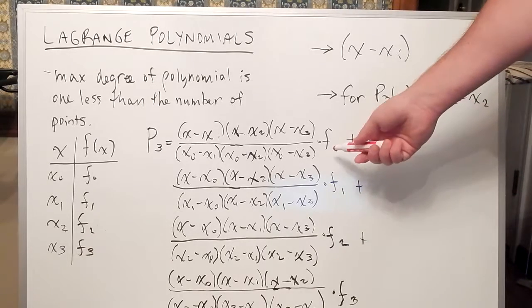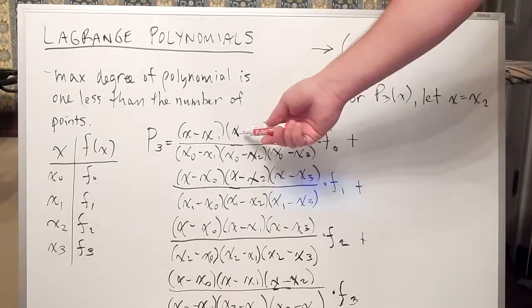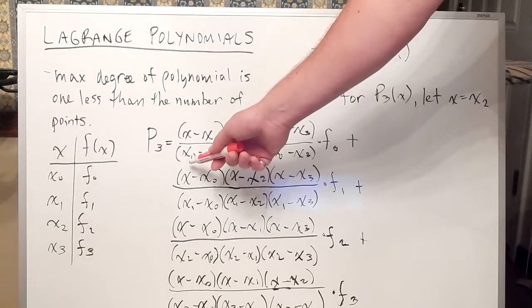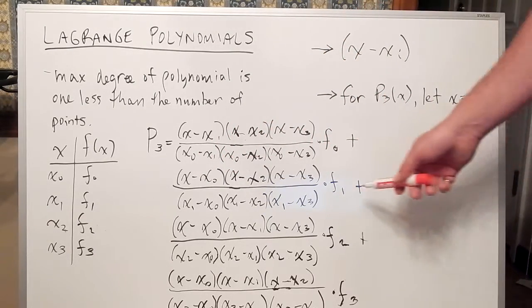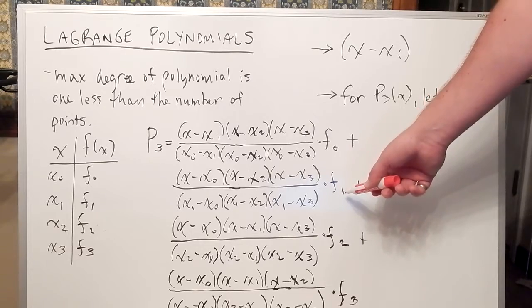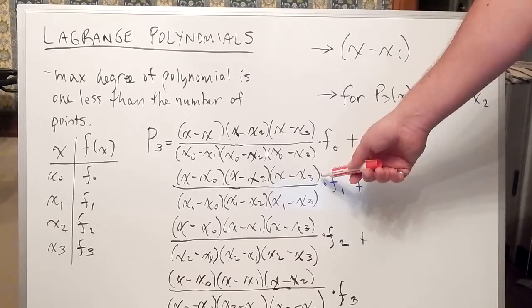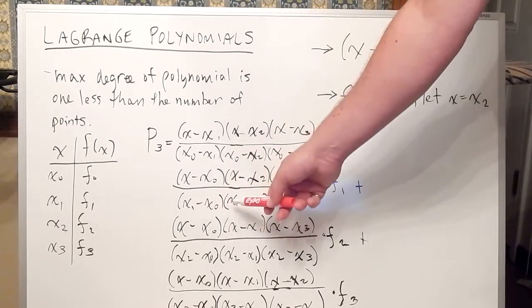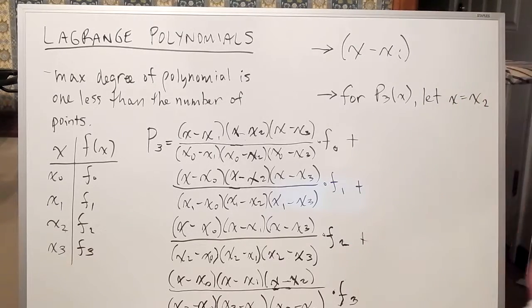So in our f sub 0 term, we omit x sub 0 in the numerator, and we subtract from x sub 0 in the denominator. Similarly, for our f1 term, we omit x1 in the numerator, and then we subtract from x1 in the denominator. And same for f2 and f3, our third and fourth terms.